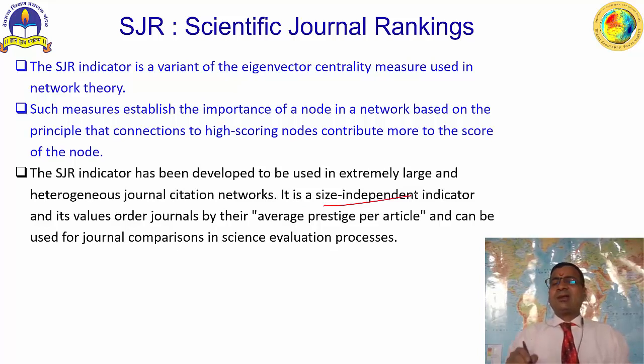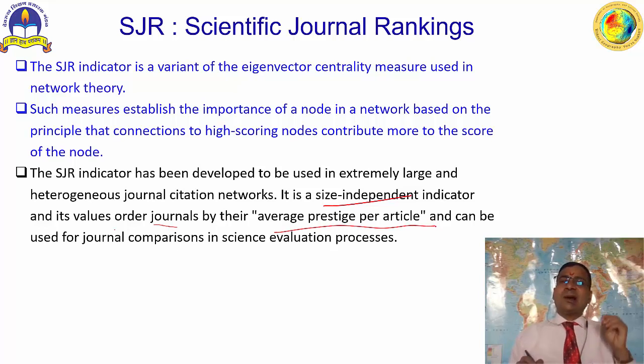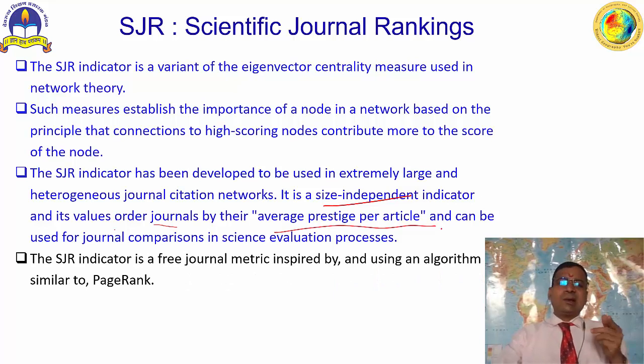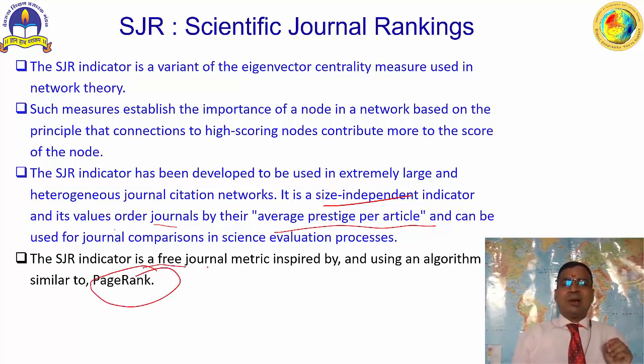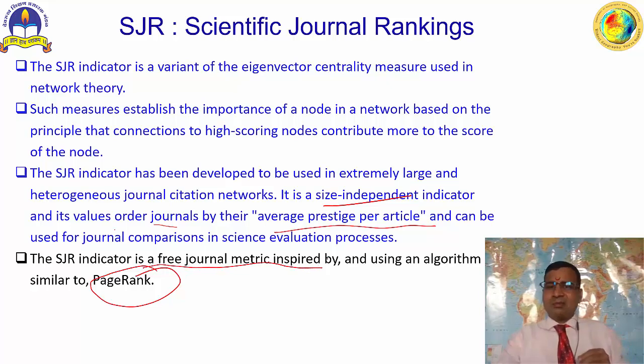It is a size independent indicator. It does not depend upon the publication size. Its values order journals by their average prestige per article and can be used for journal comparisons in science evaluation processes also. The SJR indicator is a journal metric inspired by and using an algorithm similar to PageRank. It is using an algorithm related to PageRank, and it is a metric of impact factor.